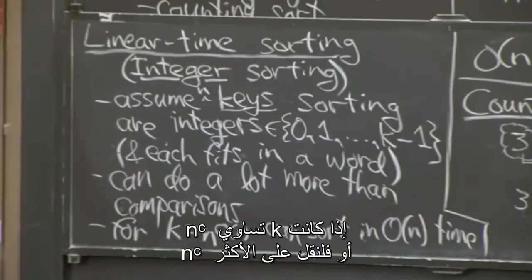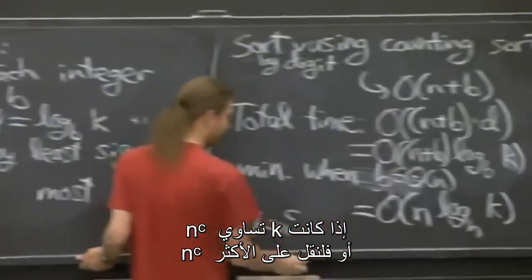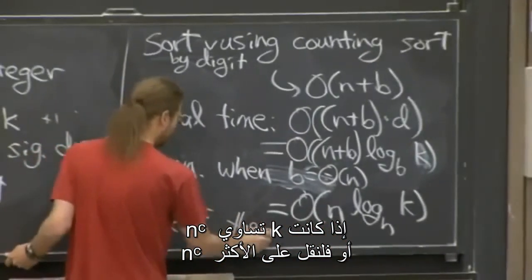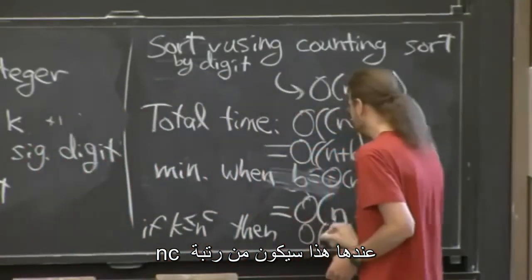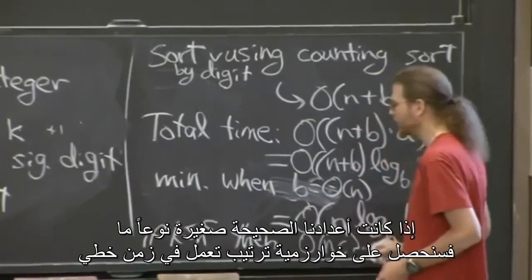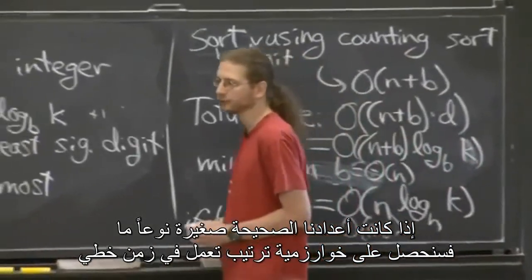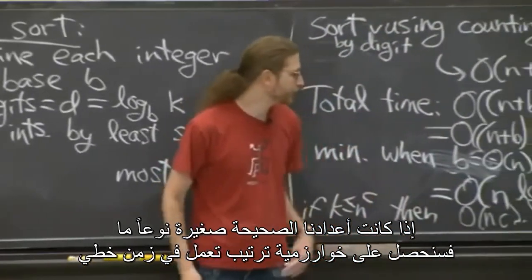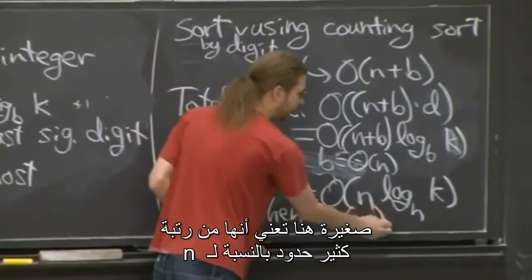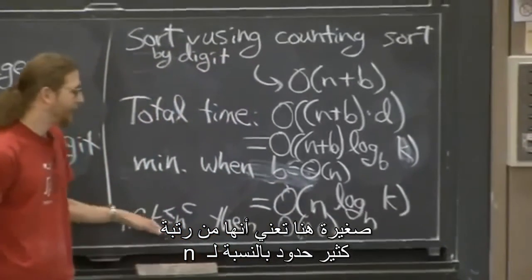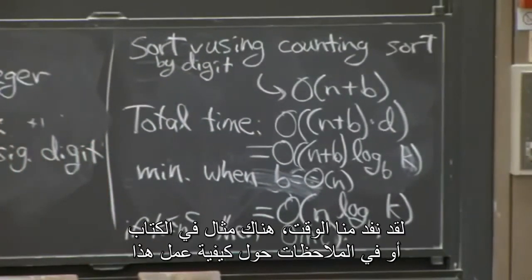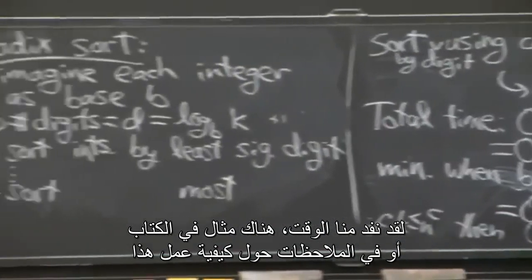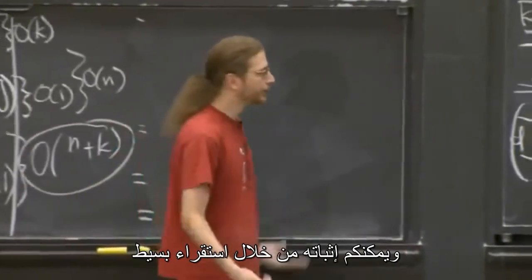So let me write that. If k equals n to the c, or say is at most n to the c, then this is going to be order n times c. So if your integers are reasonably small, you get a linear time sorting algorithm. And reasonably small means polynomial in n, in value. That's kind of cool. And that's radix sort. And we're out of time. There's an example in the textbook or in the notes of how this works. You can prove it by a simple induction.